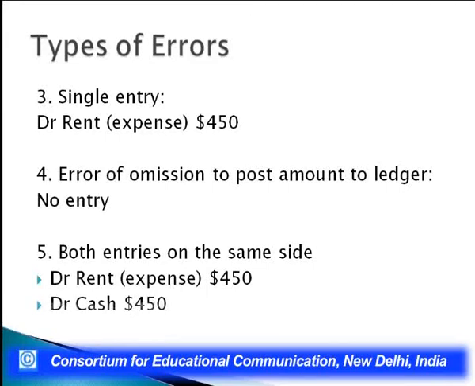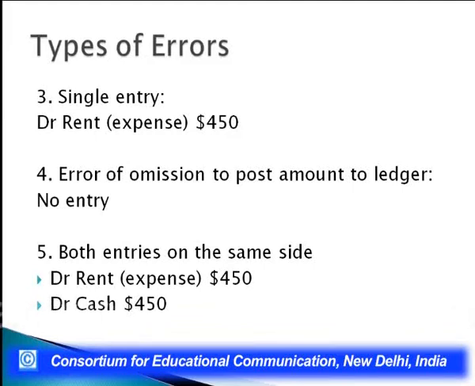So it is a link. Recording, then posting, and then the trial balance are all interconnected, as we have discussed. So you recorded either the rent debit or the cash credit. What will happen? You have a single entry. This type of error is again identifiable because the two sides of the trial balance would not match. So this is an identifiable error.